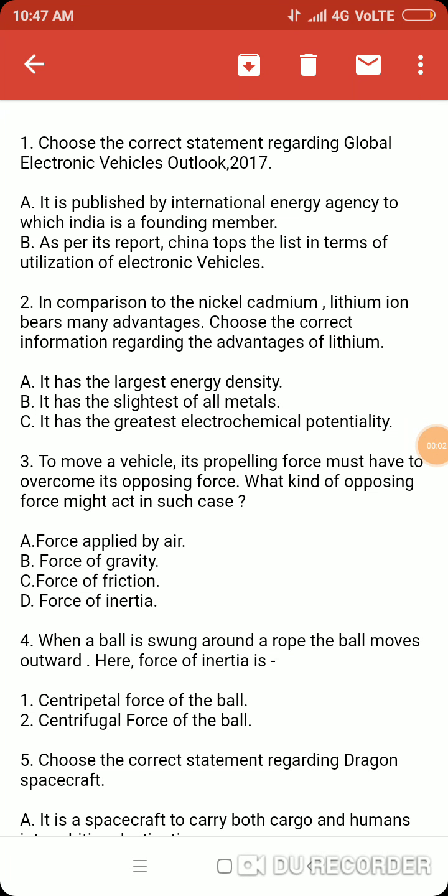Today we are going to discuss some current affairs objective questions. Let's see question number 1. This question is from Electronic Vehicles Outlook. There is a growing demand for use of electronic vehicles across the world alongside India.